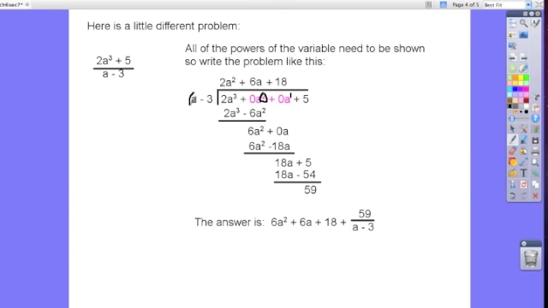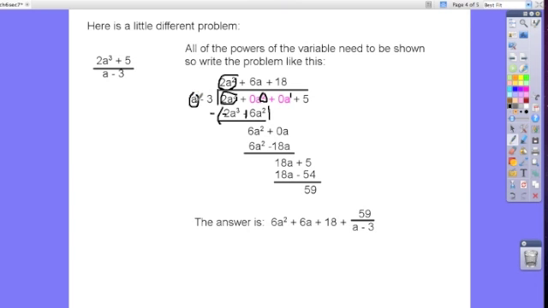I'll do it one more time. A times what is 2a cubed? Well, 2a squared. 2a squared times a is 2a cubed. 2a squared times negative 3 is negative 6a squared. Subtract, remember once again, group, subtract. This becomes a negative. This becomes a positive. 0a squared plus 6a squared is 6a squared. Bring down the next term, which is 0a.